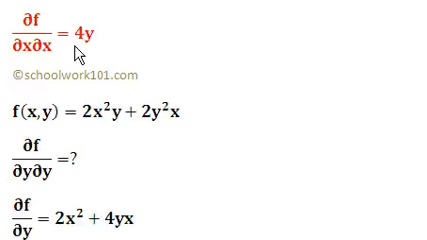Alright, so after we have simplified things down, we should be getting 4y. I think I might have already said that. I don't know. What am I doing here? Well, alright, now we're going to do the partial of f over the partial of y, partial of y.